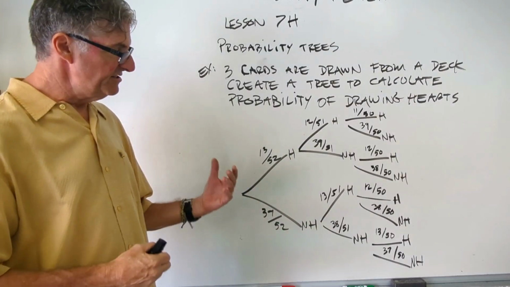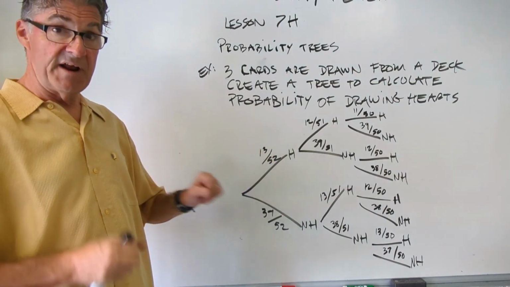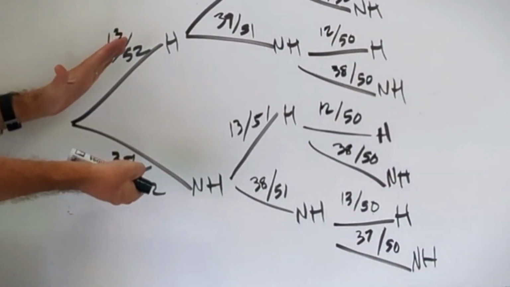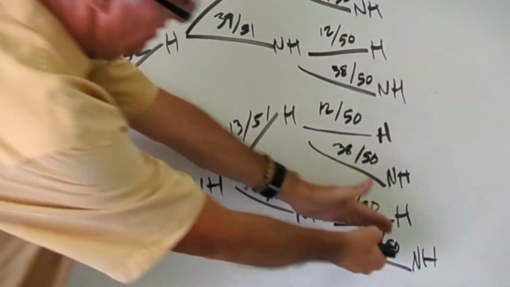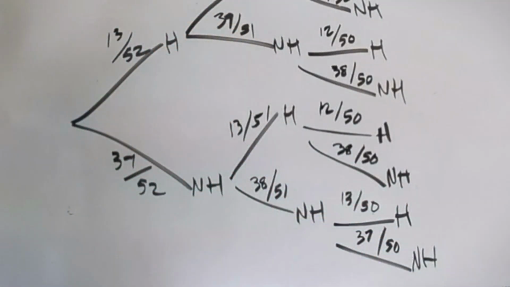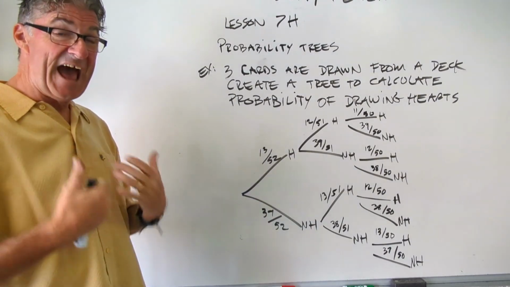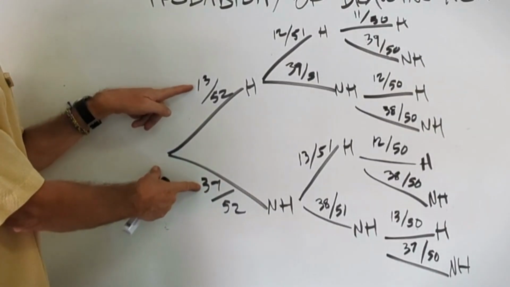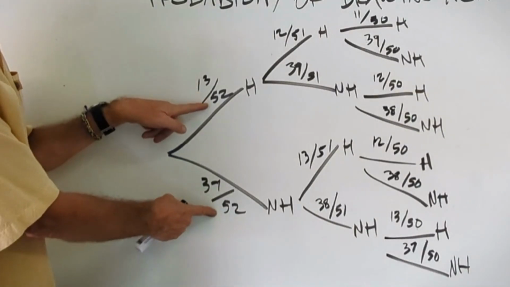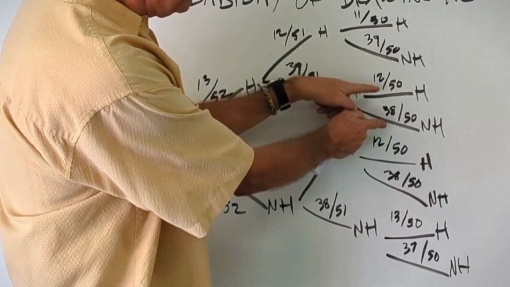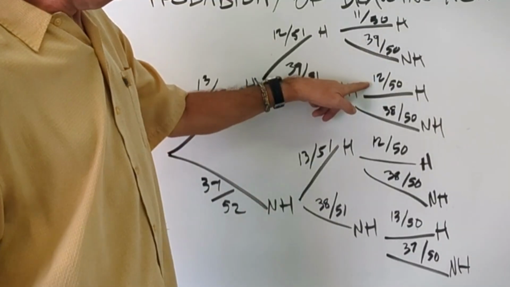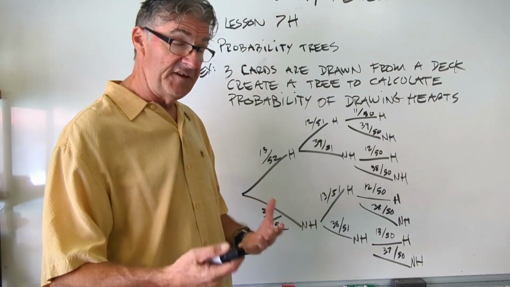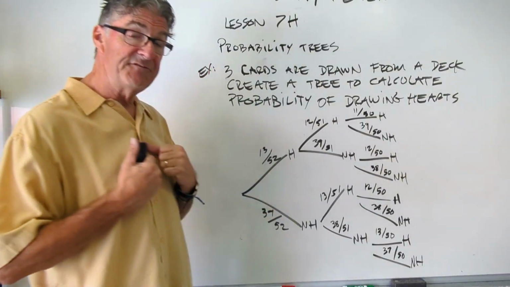Okay, I went ahead and did that. I'm not going to go over every number, but I am going to point out some key things. Every time it branches, the probabilities have to add up to 1. So you can see here in our first branch, 13 plus 39 is 52, so that's 52 over 52. Back here at our third branch, we've got 12 out of 50 and 38 out of 50, which adds up to 50 out of 50. So that you have to do.